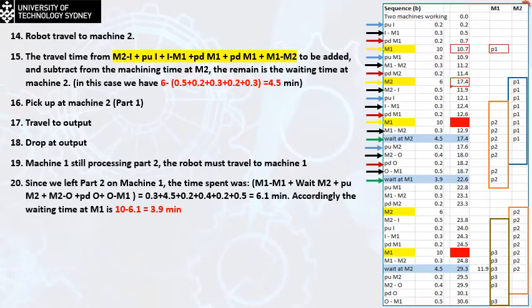You can see that on the side we just added up the time, and till now we spent 22.6 minutes to manufacture part number 1 and finish part number 2 at machine number 1. So pick up the part from machine number 1, travel to machine number 2, put it down at machine number 2, and we start the processing there. Now we have to go back to the input and pick another part.